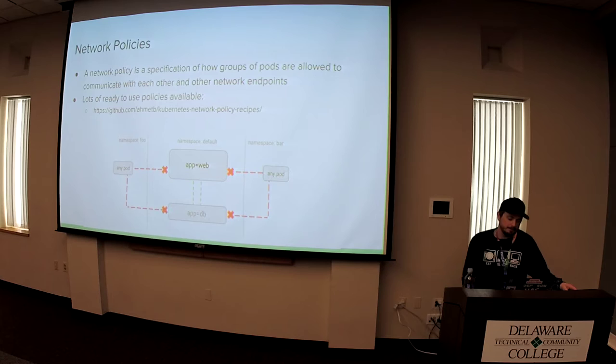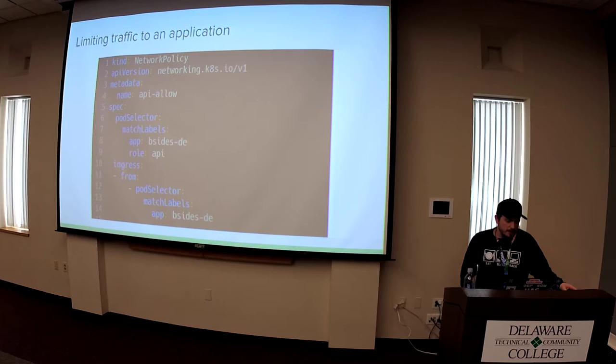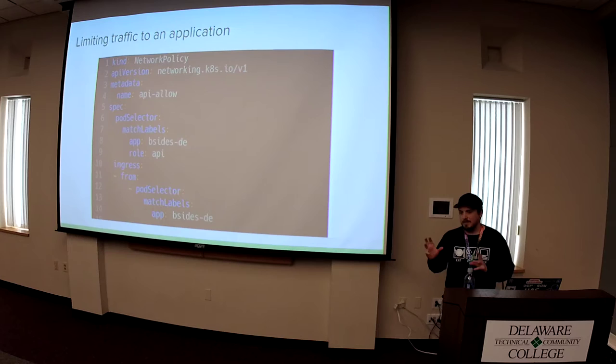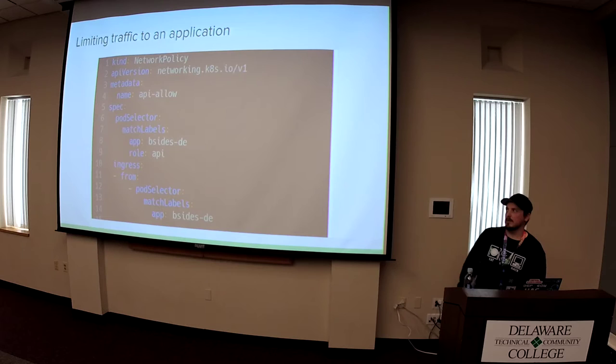Here's a little network policy that I wrote. This is the YAML that has the pod selector, says on line 8, my application is called BSides Delaware. It's an API server, and I'm only going to allow ingress to that pod from anything that I label with BSides Delaware. So nothing else in the cluster, unless it has that label applied to it, can talk to this. And that's basically how it works.